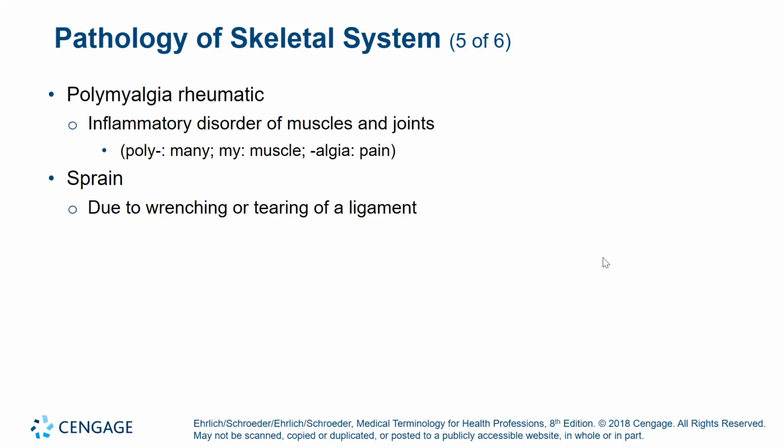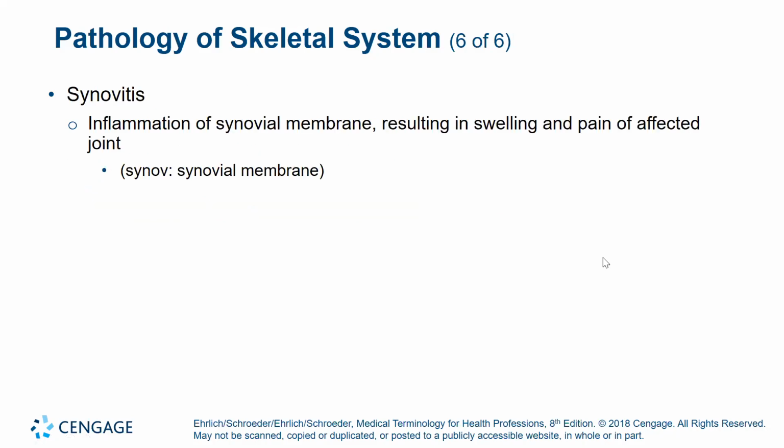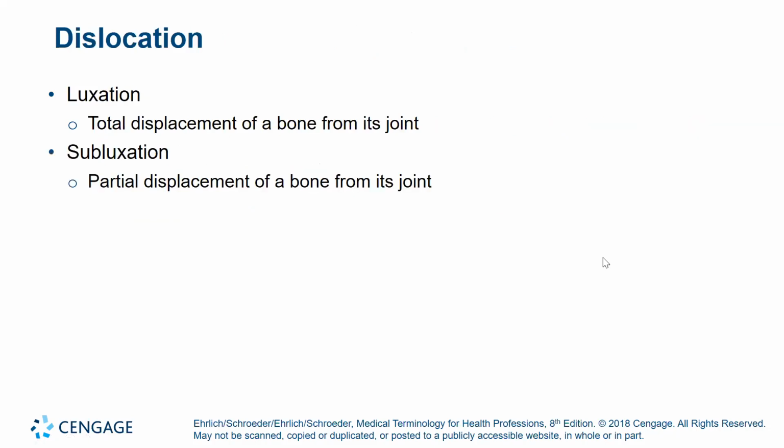Sprain, the sprain is just due to wrenching or tearing of a ligament, is what sprain means. Synovitis, inflammation of the synovial membrane. This resulting in swelling and pain of affected joint. Luxation, total displacement of a bone from its joint. Subluxation is partial displacement.